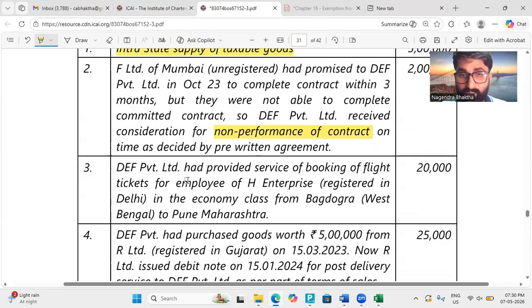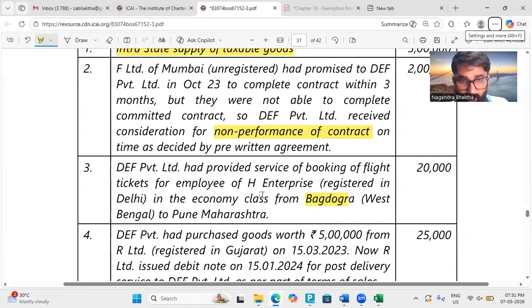Usually we get confused that, sir, from the Bagdogra, West Bengal, sir. True, Bagdogra, West Bengal, correct it is. But don't think that it is exempt. See, flight ticket is exempt, but booking service is not exempt. Booking services will not be exempt here, so that it is liable for taxation. It is liable, so that 20,000.